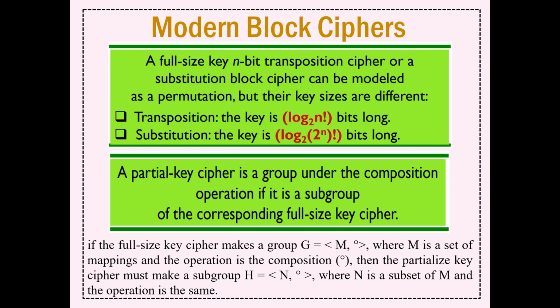So this is the concluding remark for us. Please make a note of this last value. For transposition, the key will be log to the base 2 of n factorial. Whereas for substitution, it will be log to the base 2 of 2 to the power n factorial. Naturally, it will be a lot longer and more secure. Alright, so this is where we are. Thank you.